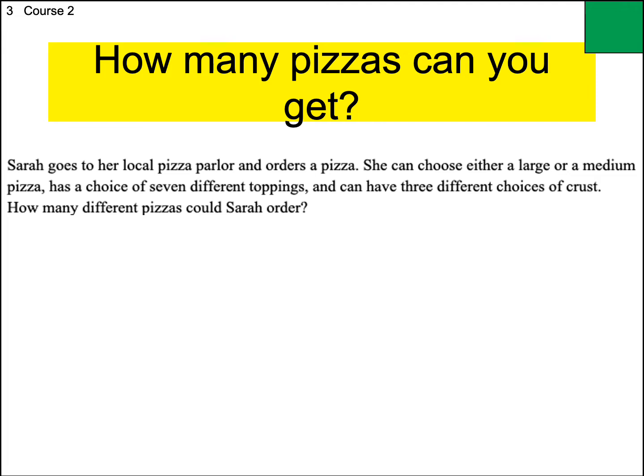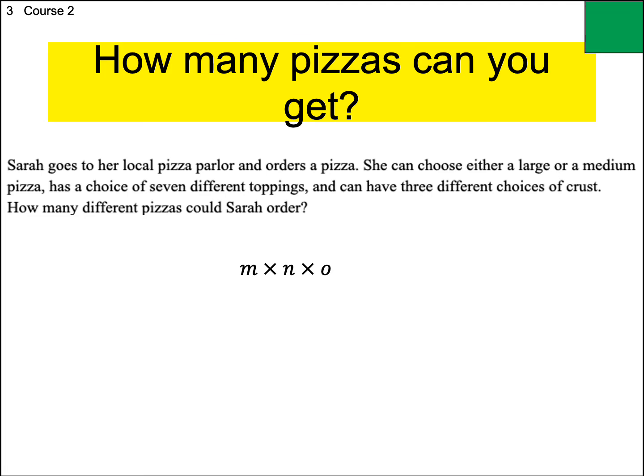So let's see what our scenario is here. She wants to get a pizza. She can order either a large or a medium. There's the size. So it's a choice of 7 different toppings and 3 different types of crust. So how many different pizzas could she order, right? Well, it's the counting principle. You have 3 choices to make. You have to make the size.